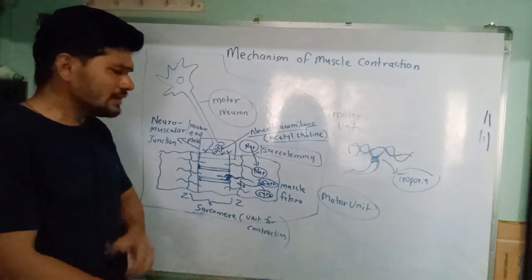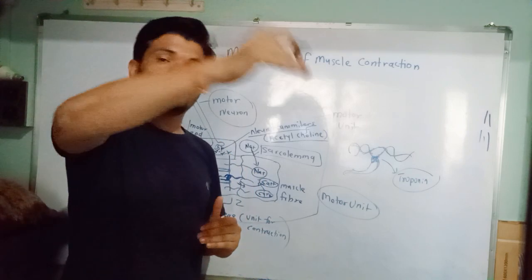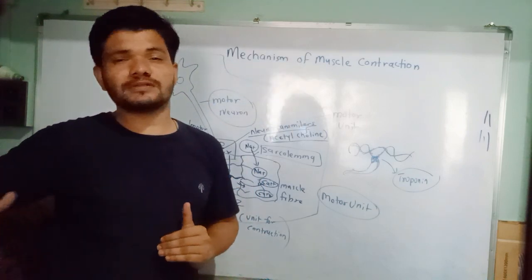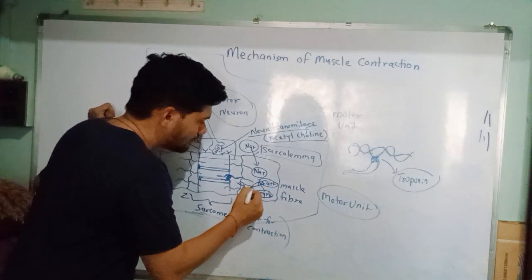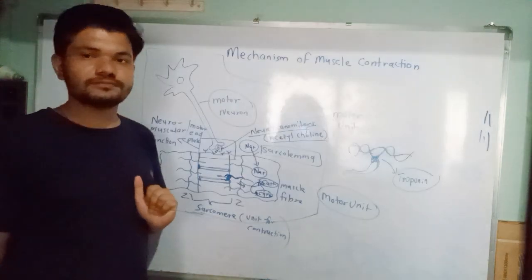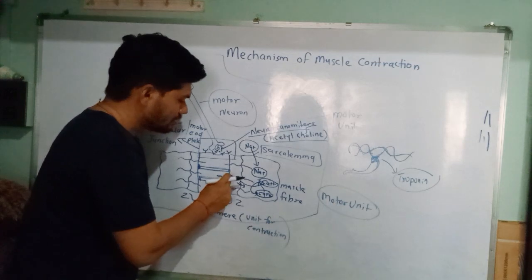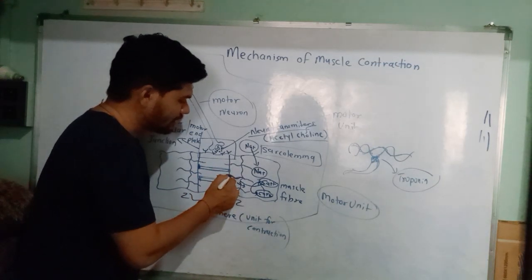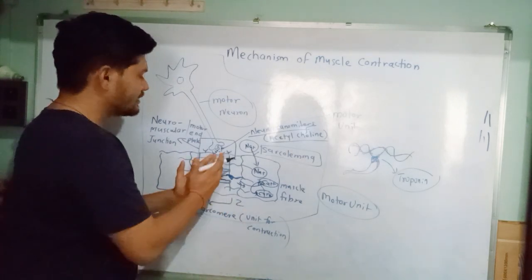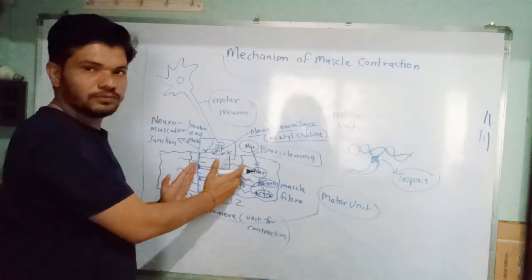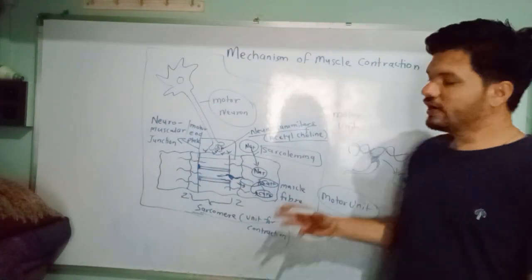Then how does this process of sliding take place? Till calcium ions are pumped back into the cisternae, the sarcoplasmic cisternae or sarcoplasmic reticulum. These calcium ions will again pump back into the sarcoplasmic reticulum, and then this myosin binding site will be covered with the help of troponin, and this sliding will stop. It will result in these Z lines returning to their original position. This is relaxation. So I hope it is clear.